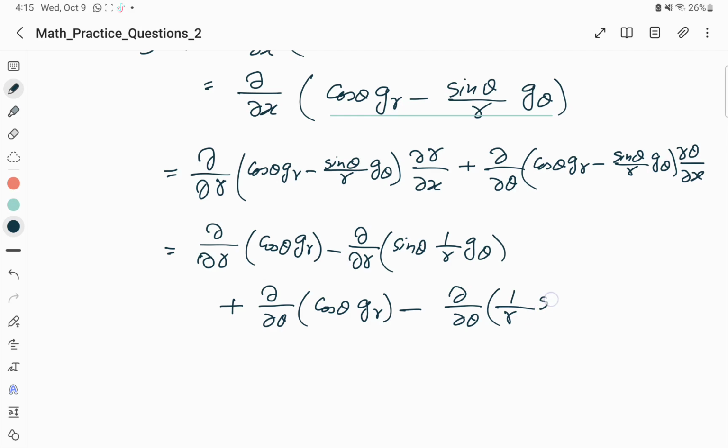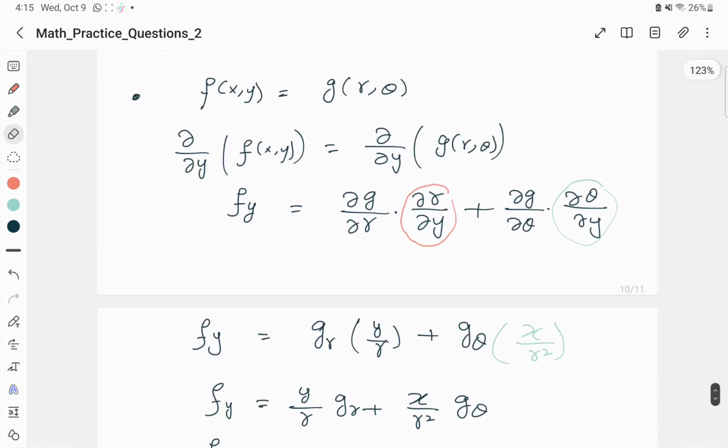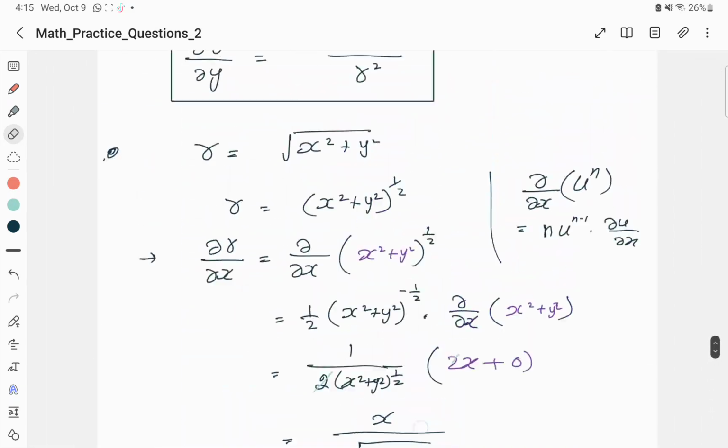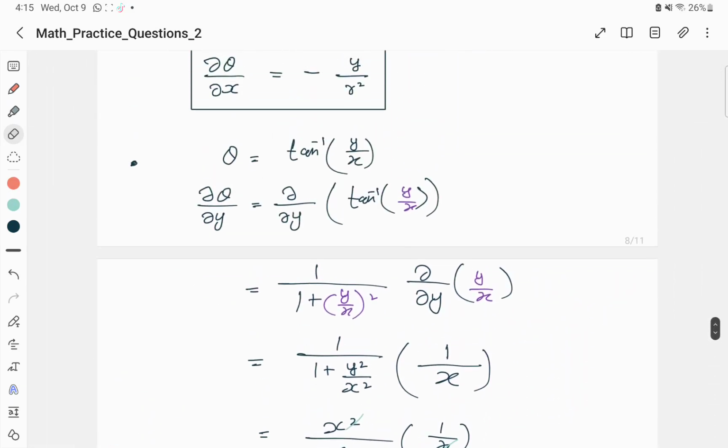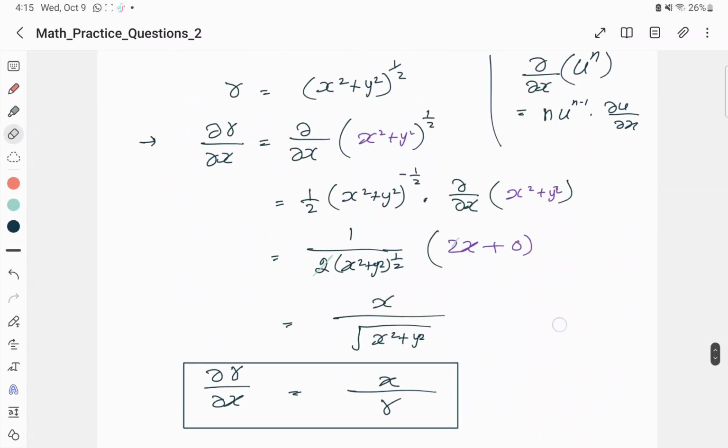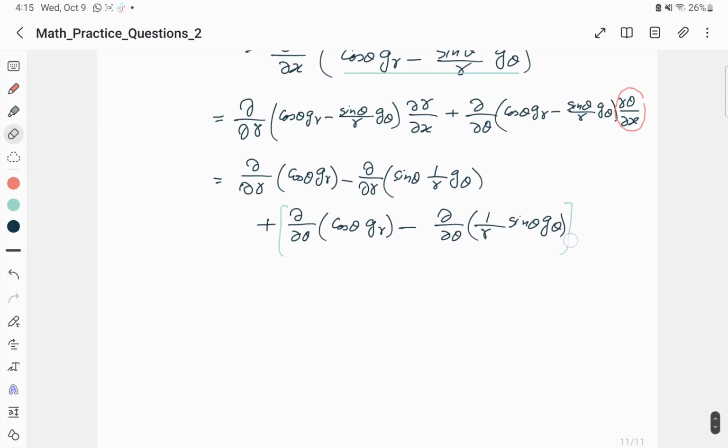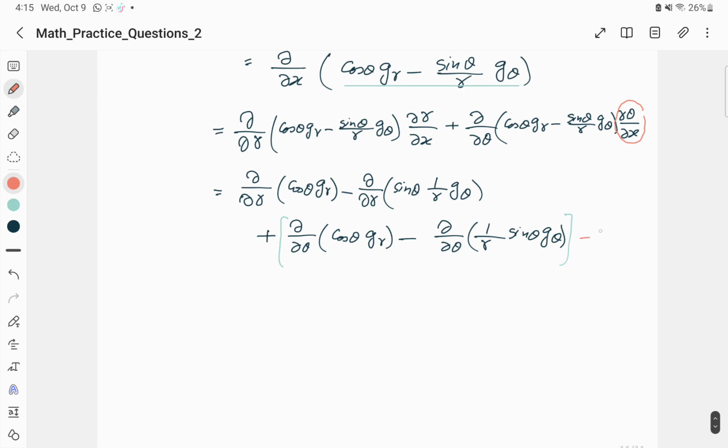Then we have sine theta g theta, but I am missing one thing. Let me put a bracket over here. This expression, partial theta over partial x, we have already calculated that. So let's plug in the value of partial theta over partial x. Partial theta over partial x is negative y over r square. So the value of that expression will be negative y over r square.